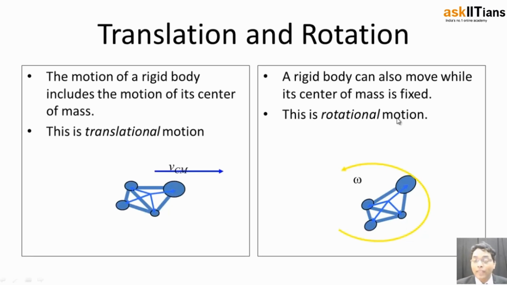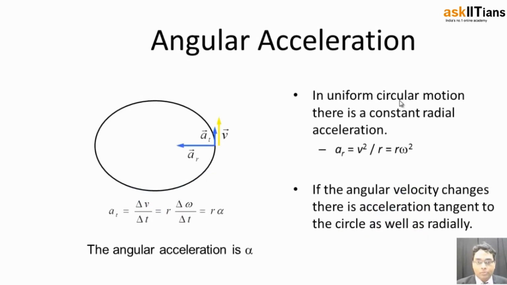When we talk about rotational motion, the body can also move while the center of mass is fixed. So with respect to the center of mass, you can have a moving top or a disc rotating about its center of mass with the center of mass fixed. That is what is meant by rotational motion. So once you know that we have translation or rotational motion, here we'll be focusing on the rotation part, right? Now we'll try to understand what all are the forces that are acting on this.